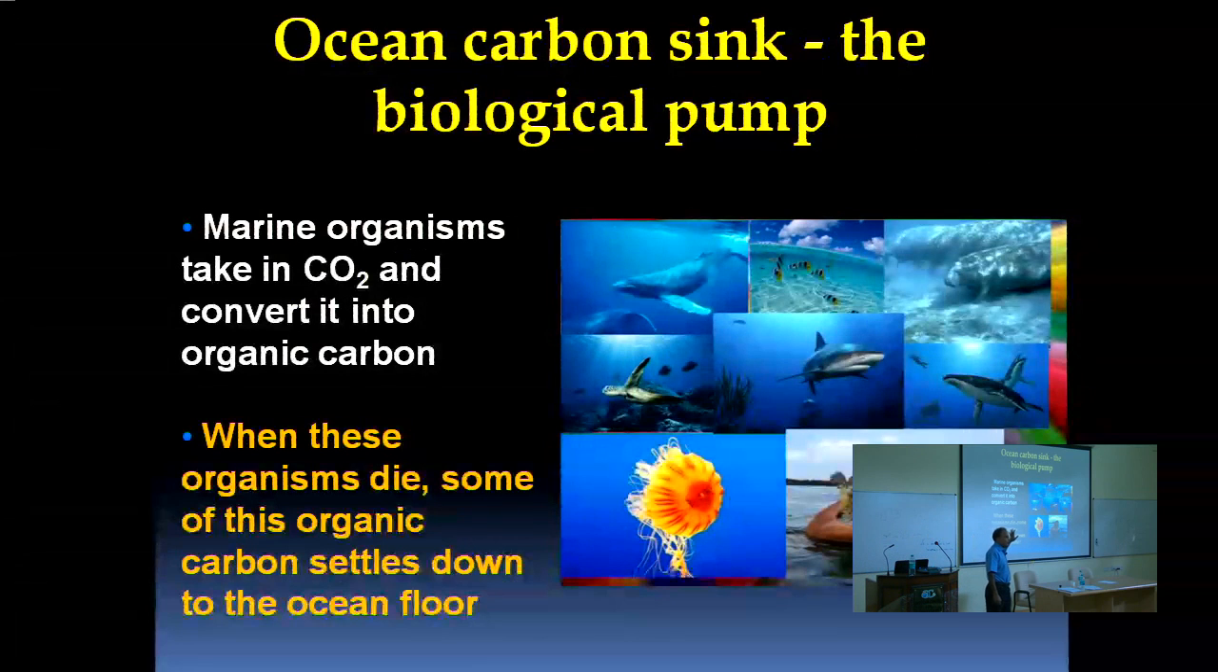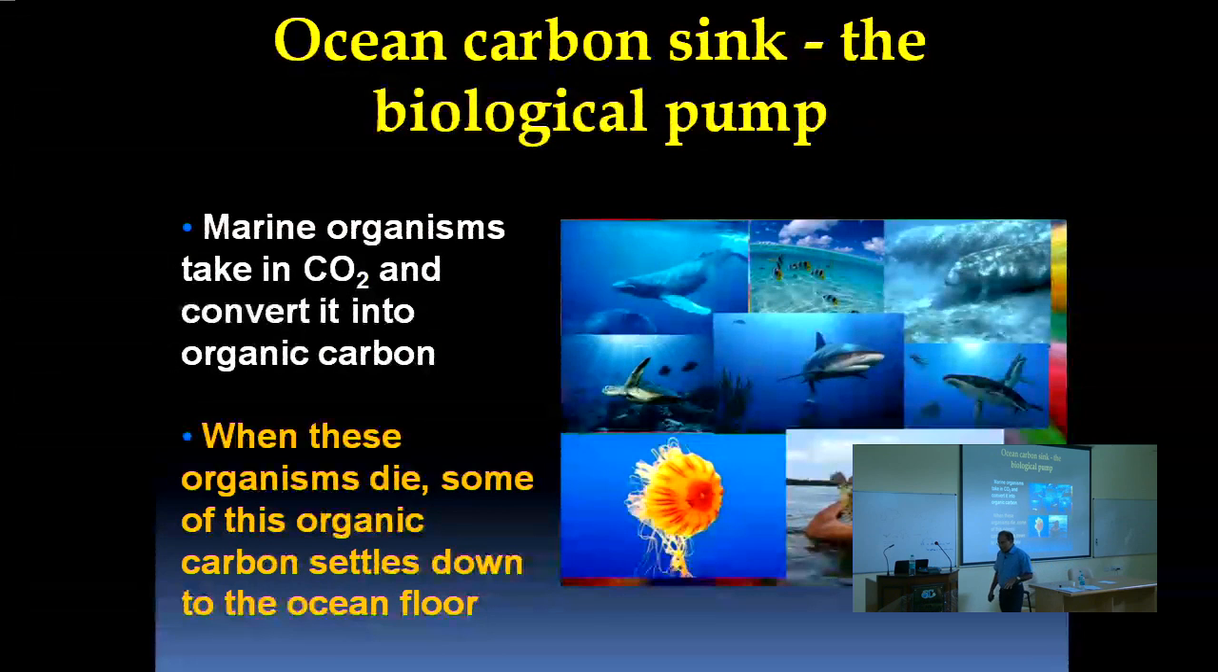There are three things going on in the ocean. One is chemistry, and this one is biology. Biology can also take up CO2, right? Phytoplankton take CO2. Marine organisms take CO2 and, just like plants, over time convert it into organic carbon. When these organisms die, some of them can settle down to the ocean floor. So this is one way to also remove the current buildup of atmospheric CO2, because CO2 goes into the ocean and the plants can take it up.